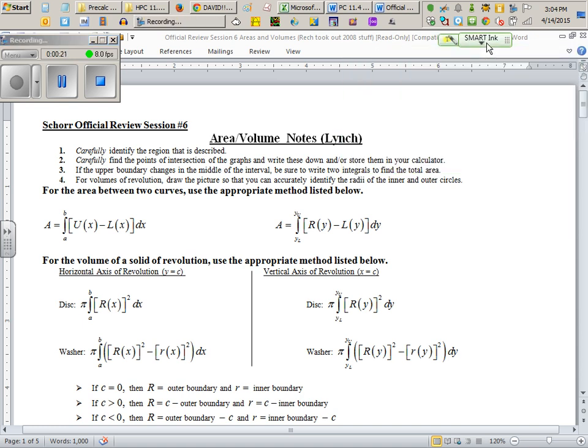So like, if you want to find volume, you're going to have to know region. You got to know what region you're dealing with. You have to find points of intersection. Almost always, you got to find points of intersection. That can be found using the intersect button on your calculator, or sometimes just setting your equations equal to find where the two graphs cross.